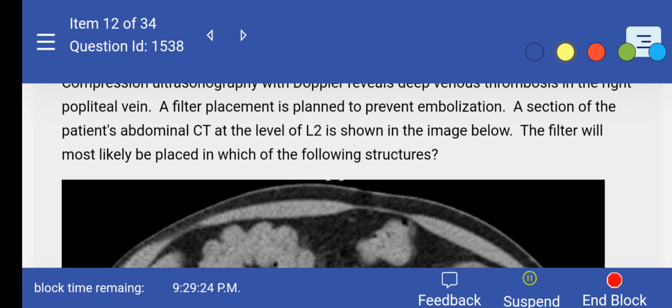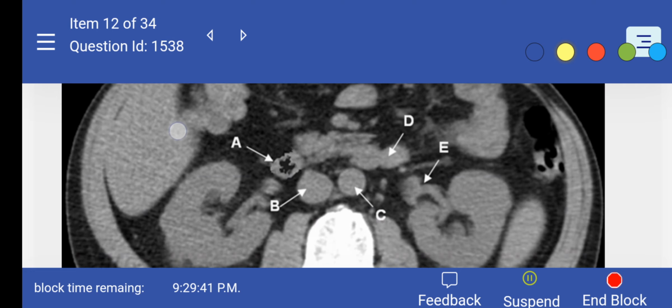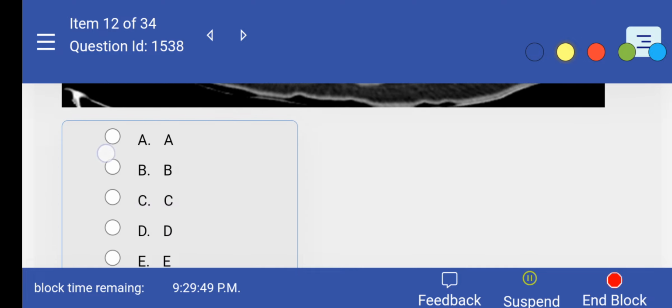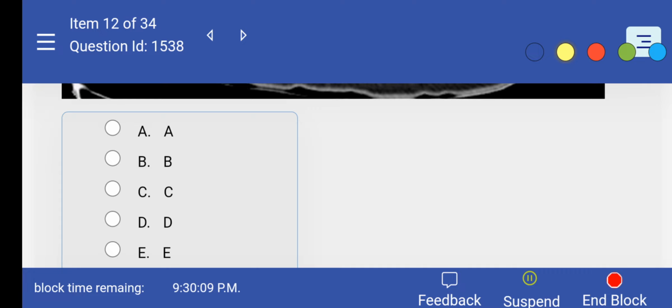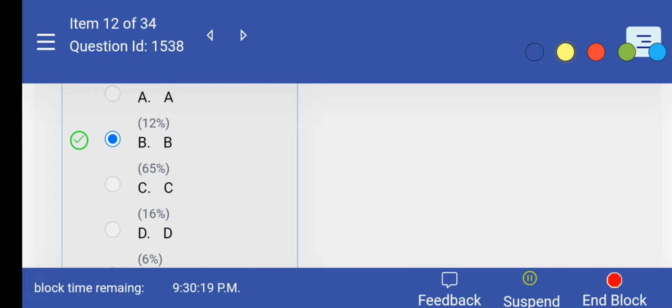Okay, a section of the patient's abdominal CT scan at the level of L2 is shown in the image below. The filter will most likely be placed in which of the following structures? So they have mentioned this CT scan. Option A, B, C, D, and E. So pause it, because they are respectively A, B, C, D. Pause it and give the answer. So the correct answer for this question is option B. Why? Let us see. Because it is the inferior vena cava. We will place this filter in the inferior vena cava.